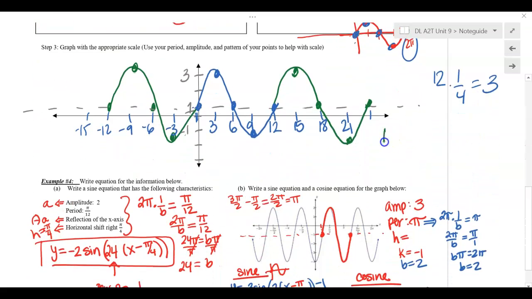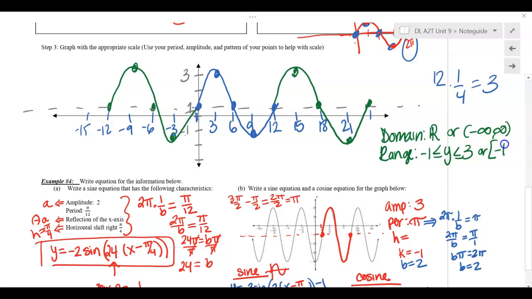And then for domain and range here, the domain would be all reals, or in interval notation, negative infinity to infinity. And the range is going from a minimum of -1 to a maximum of 3. So whether you like the inequality notation or the interval notation. Hopefully that gives you that extra example if you wanted to see that scaling, or you just wanted one more example of these types of problems.